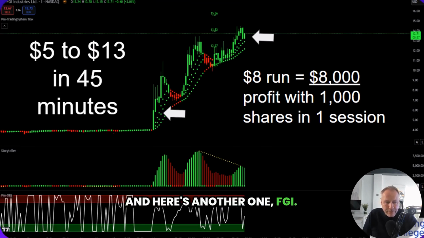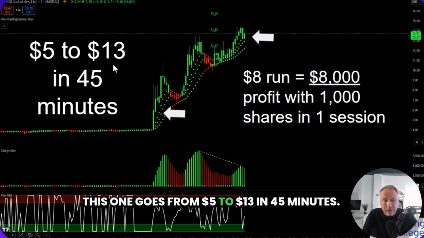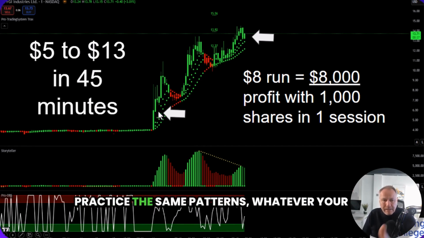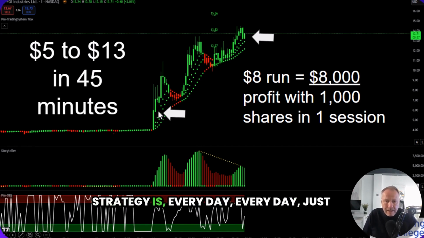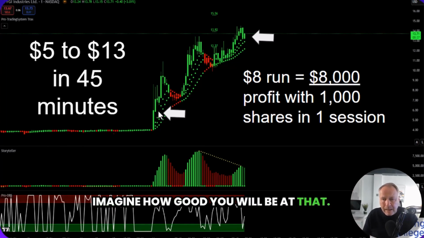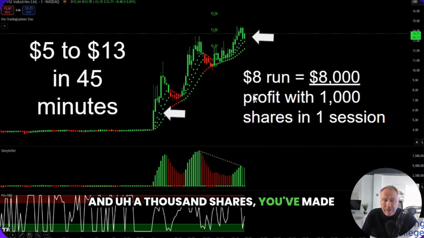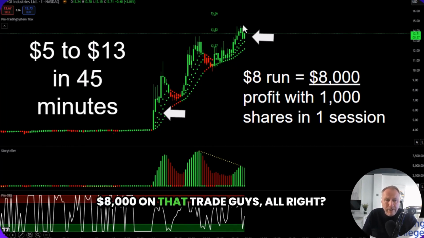And here's another one, FGI. This one goes from $5 to $13 in 45 minutes. Imagine if you get good at this, if you practice the same colors, if you practice the same patterns, whatever your strategy is, every day, just imagine how good you will be at that. So this goes from, you know, up to $8 run here, and 1,000 shares, you've made $8,000 on that trade, guys.